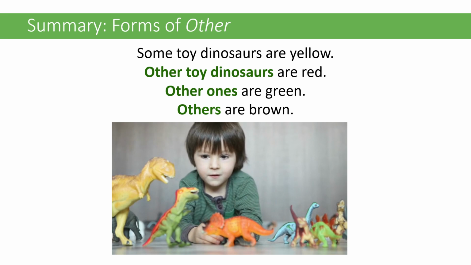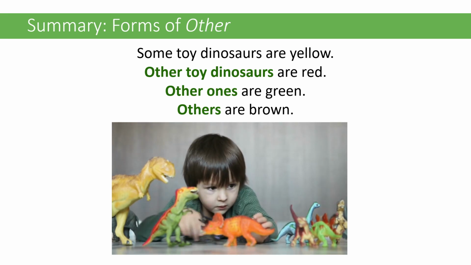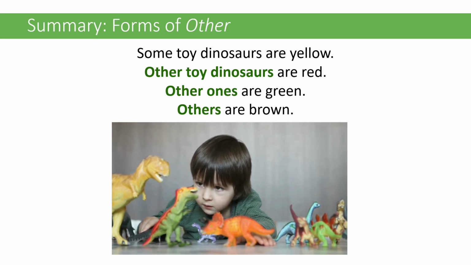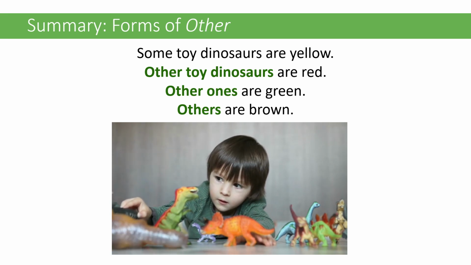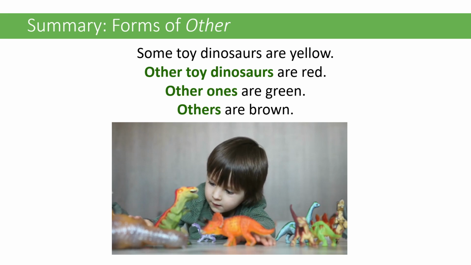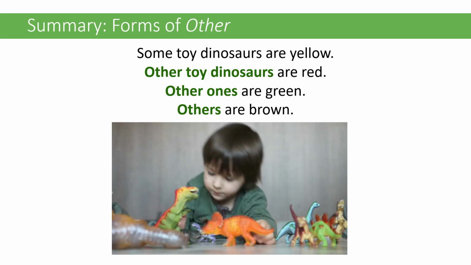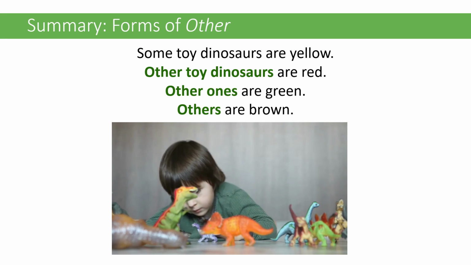Other is used with ones or with a plural noun. We can use others without a noun. It means several more out of a group of similar items. Look at the examples. Oliver has several toy dinosaurs. Some toy dinosaurs are yellow, other toy dinosaurs are red, other ones are green, others are brown. Okay? We don't see all of the examples of the dinosaurs here.